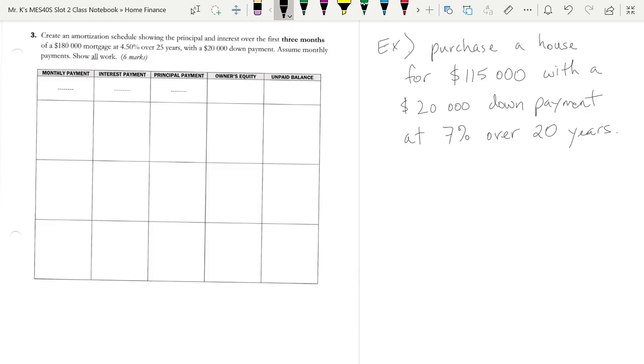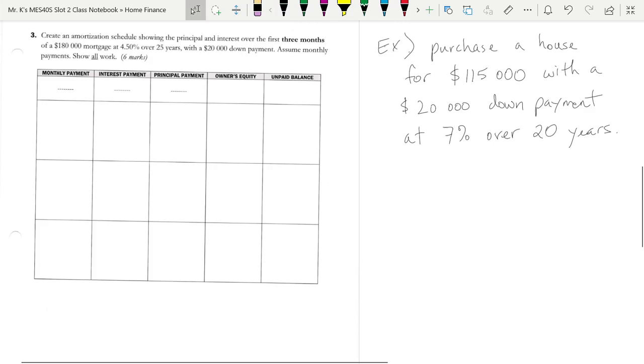Okay, and we're not using the online calculator. We're just doing this with the tables. So this is the lesson 2 way, not the lesson 3 way, where we used that online mortgage calculator. That's very similar to this one here. Now, what's different about this one? Well, this one's 25 years, not 20.